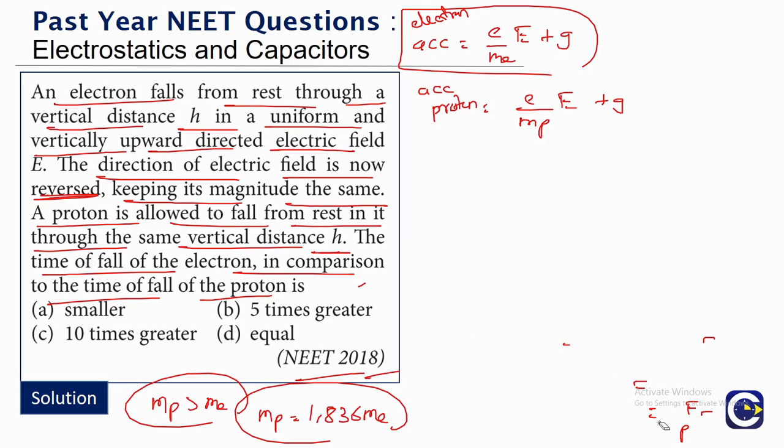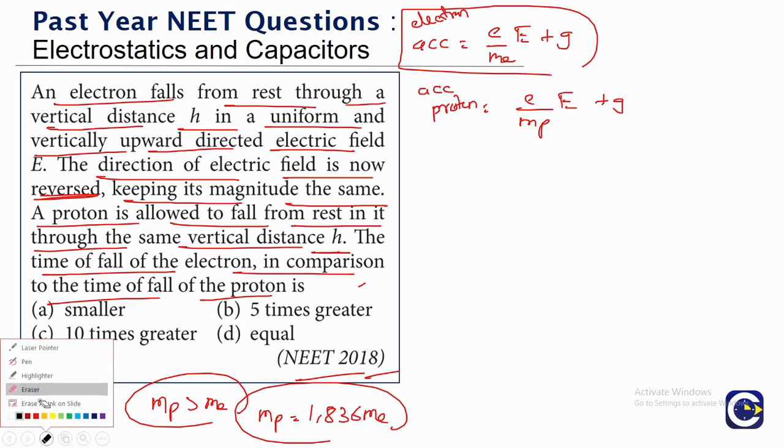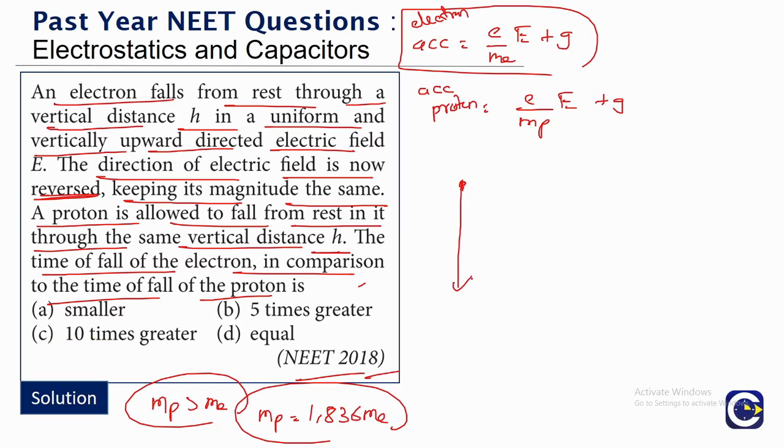So we look at this relation. Both are starting from rest. Both are falling through the same vertical displacement h. Initial velocity is what? 0. So what is the relation? Displacement is equal to half into a into t square, correct, because the initial velocity is 0. Normally, what is the displacement formula? s is equal to ut plus half at square. So wherever the acceleration is more, the corresponding time will be less.